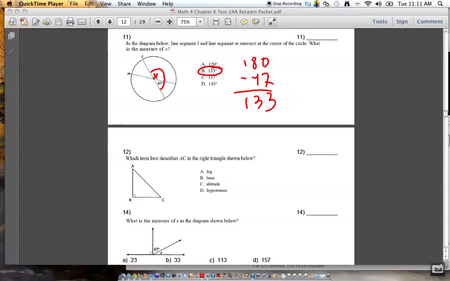Choice B. You've got to flip forward a bunch of pages till you get to the next section. You remember how we do this, where part A is the video, and then part B is you do, and then part C.